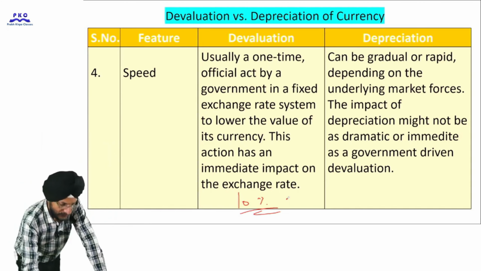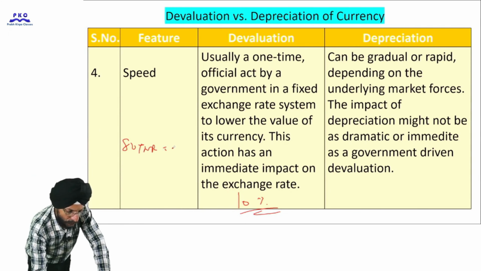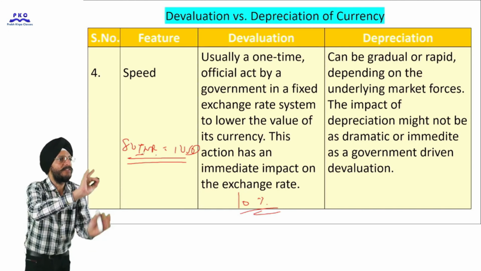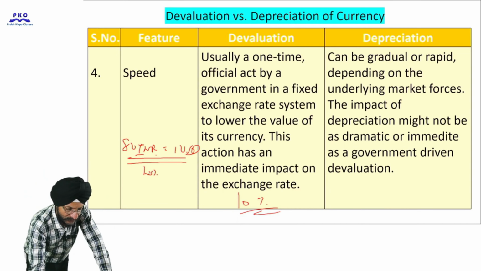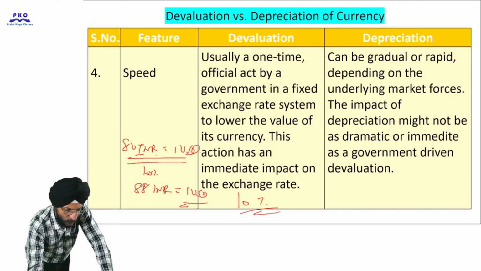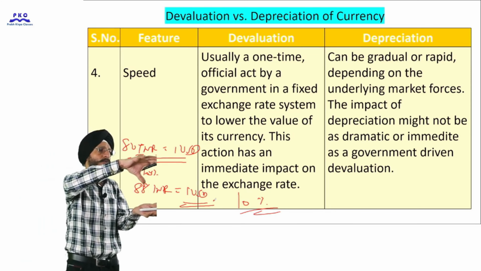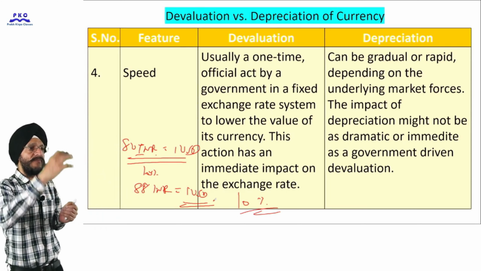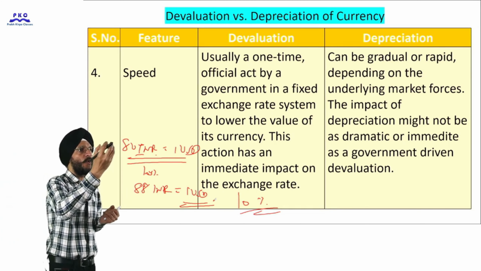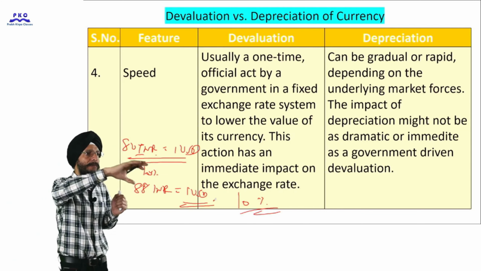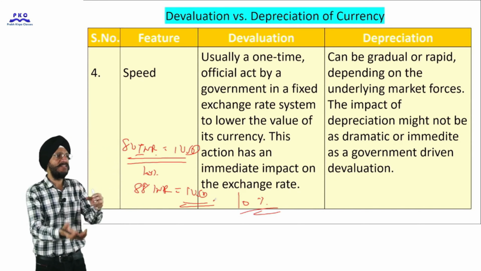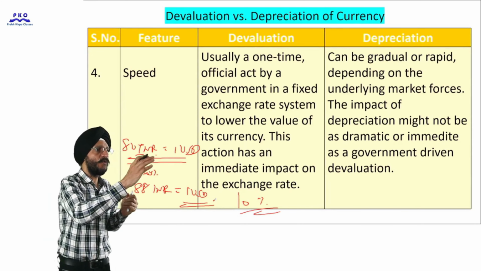Suppose at present 80 Indian rupee are equal to 1 US dollar, and if the government of India decides that it wants to devalue its currency by 10%, then what will happen? Immediately 88 Indian rupee will become equal to 1 US dollar. Impact is immediate on the exchange rate. However, in the case of currency depreciation, the depreciation can be gradual or rapid depending on the underlying market forces. The impact of depreciation might not be as dramatic and immediate as the government driven devaluation.